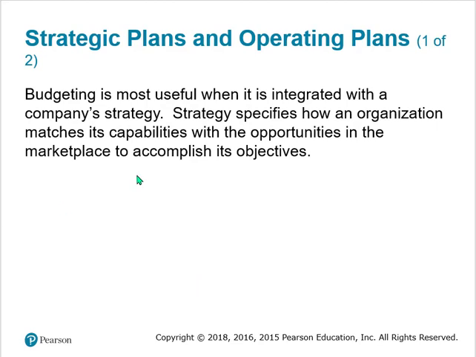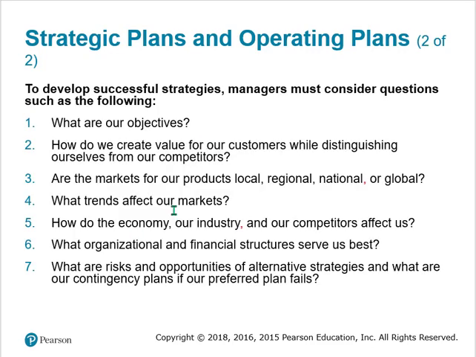Now, a company can have a strategy for providing quality products or services at a low price, or a strategy of providing a unique product or service that is priced higher than the products or services of competitors. As managers work to develop successful strategies, they must consider various questions, including the risks and opportunities of alternative strategies, contingency plans if the preferred plan fails, and how the economy, industry, and competitors affect the business, in addition to the questions shown here.